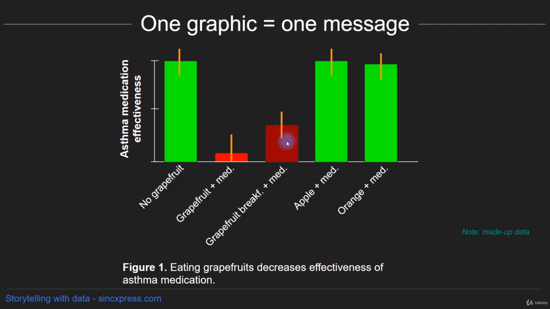Finally, it's relevant to know whether this is something about fruits in general or just grapefruits in particular. So here, these data show that there does seem to be something specific to grapefruits and not to apples or oranges. Now, let me be clear that these are totally made up data. I highly doubt that a grapefruit has such a negative impact on asthma medication. But the point is that there is one data graphic, and that has one key message, and yet there are many data points that are relevant for illustrating that key message.